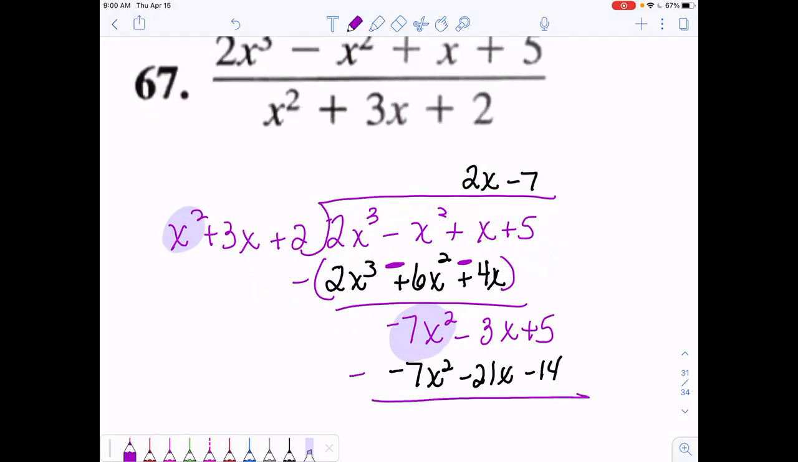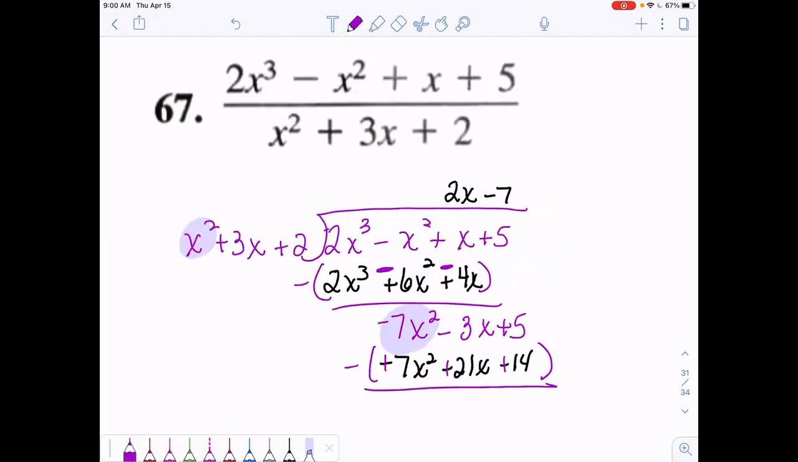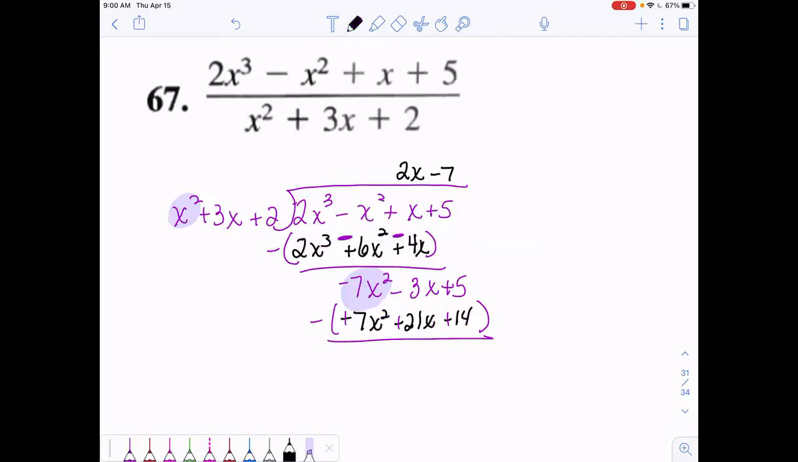So once again, those are all subtracted. So we have addition, addition, and addition. And Kaden, what's the remainder here? You said 18x plus 19, correct? Yeah, just want to make sure I heard you right.